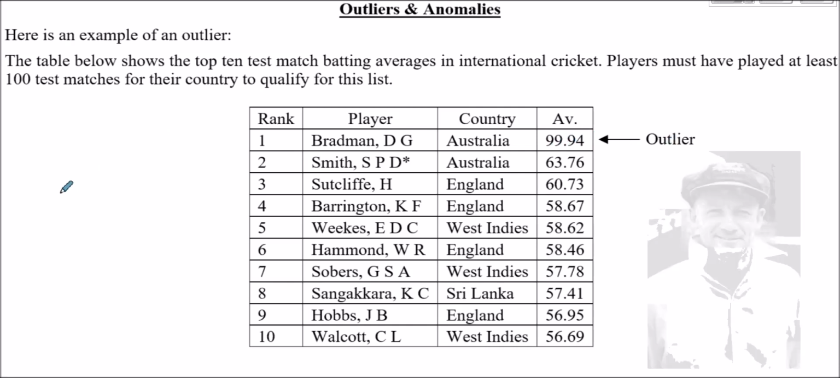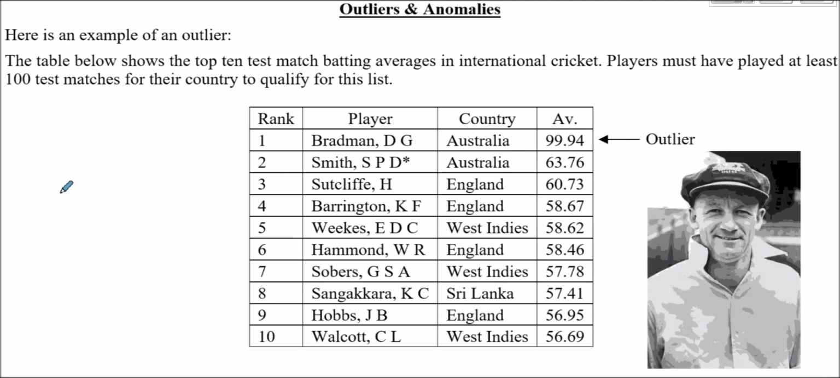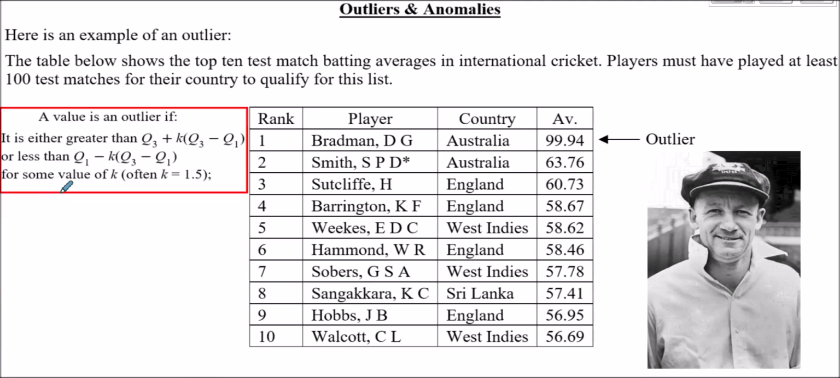So here's what he looked like. That's him in his test match days. But I don't want you to just take my word for it that that average is an outlier. We can use the definition we've just seen to show that this average would indeed be an outlier. So what was the definition from before? It was this one, the main definition based on the quartiles. A value is an outlier if it's either greater than the upper quartile plus 1.5 multiplied by the interquartile range, or less than the lower quartile minus 1.5 multiplied by the interquartile range.